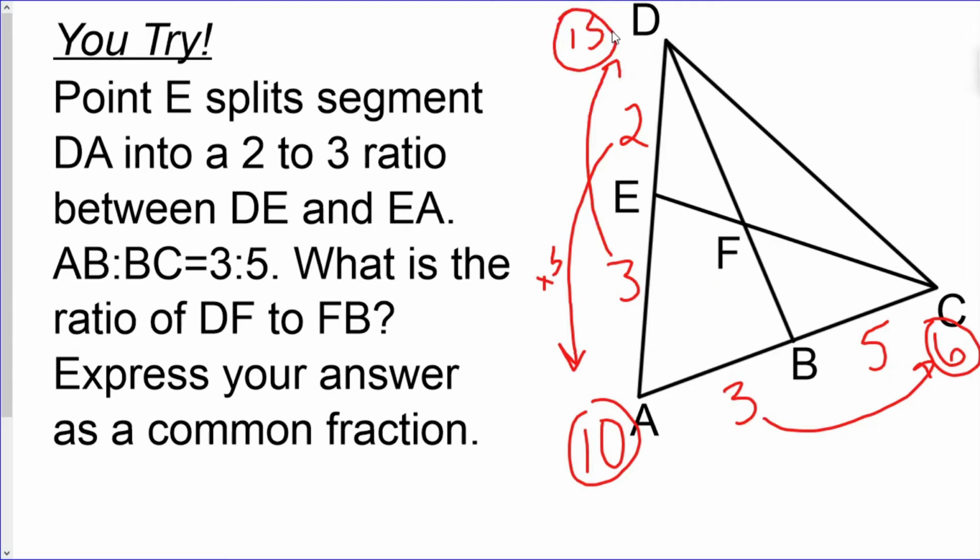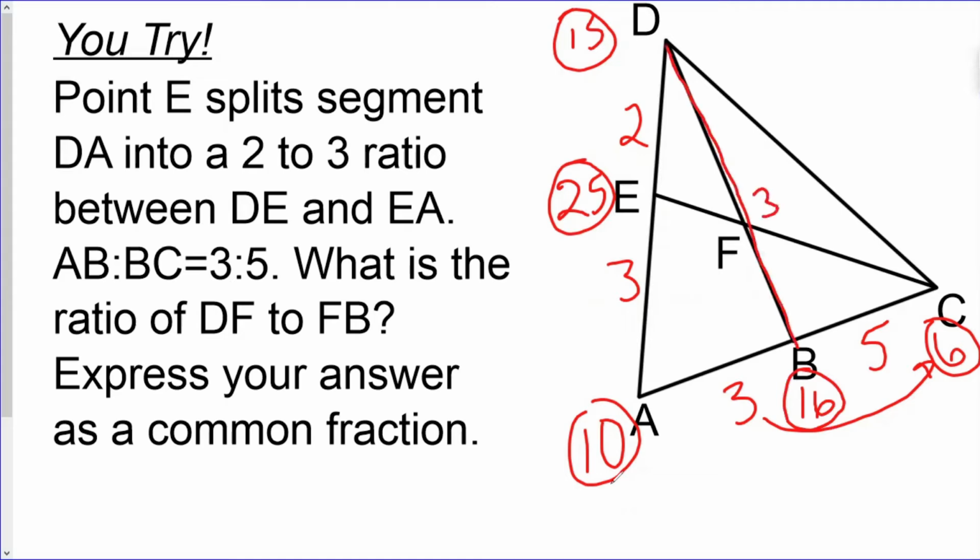From here, we can also find those central masses. We know that E has to be the sum of both A and D, so it has to have a mass of 25. And B has to have the sum of A and C, so that gives us 16. This tells us that F, which is the center point of BD, has to have the sum of the mass of D and B, or a mass of 31.